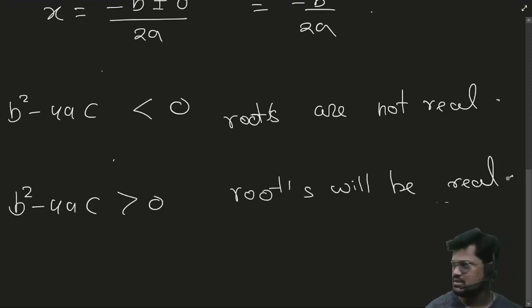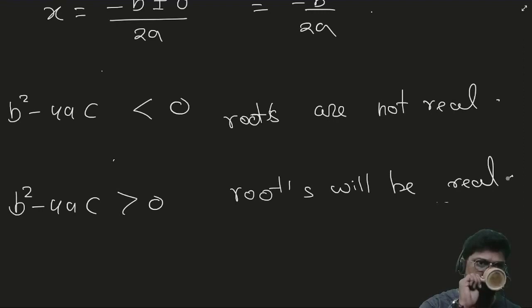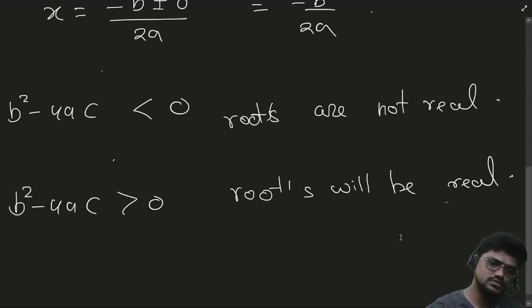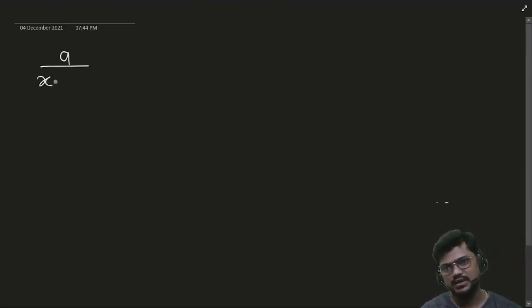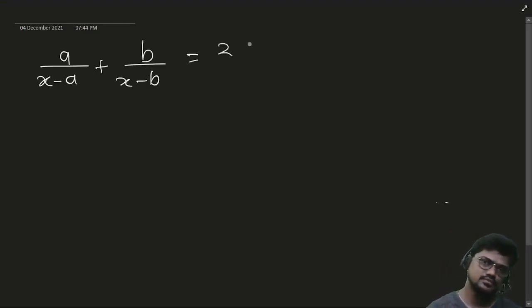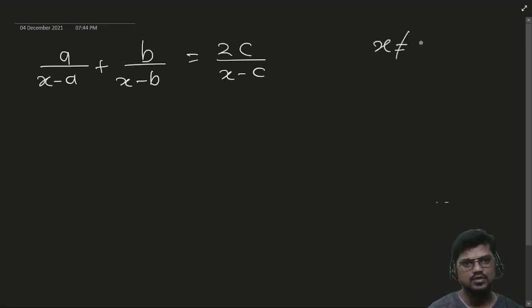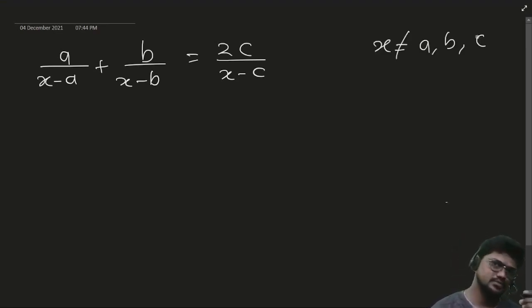Any other doubt apart from this in quadratic equations? Yes, sir, the question is: a upon x minus a plus b upon x minus b is equal to 2c upon x minus c, and x is not equal to a, b, or c. Then we have to find x. Fine.